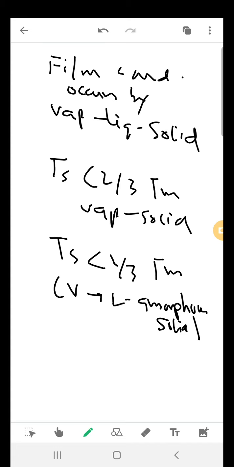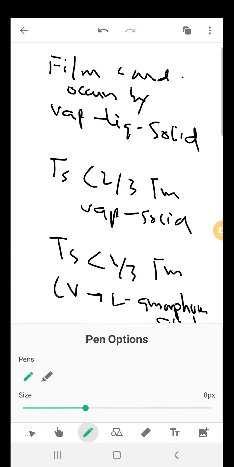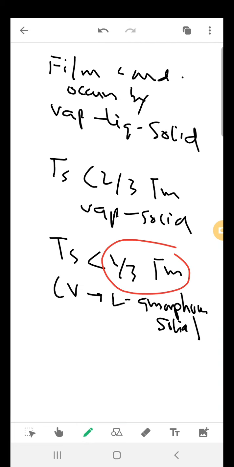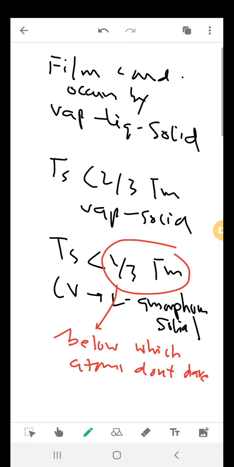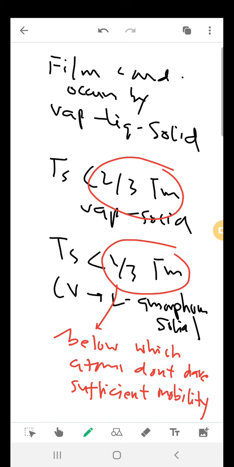And one-third of the melting point is the limit below which the atoms don't have sufficient mobility. And for two-thirds Tm, that means 2/3 Tm, it is close to Tm.